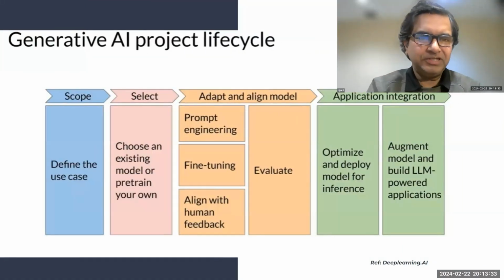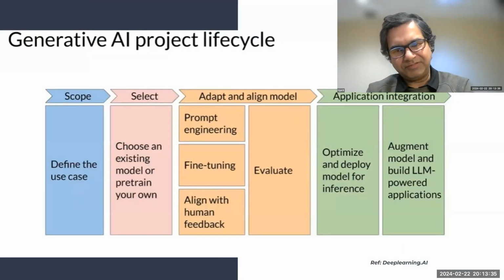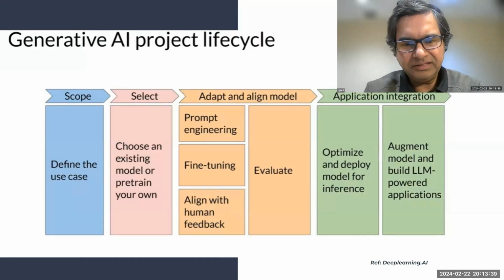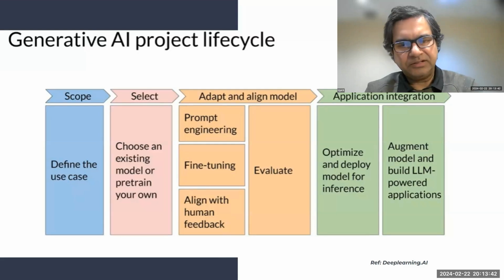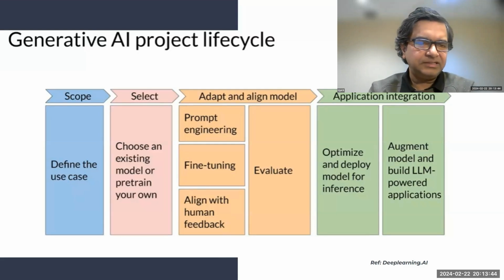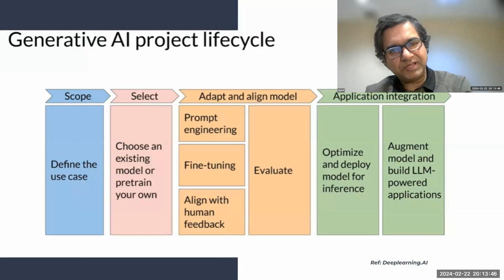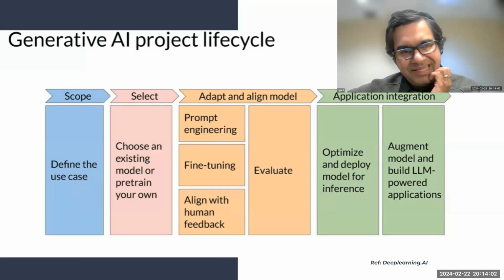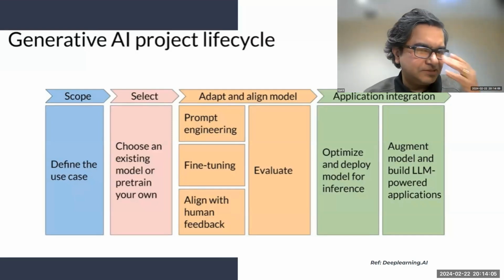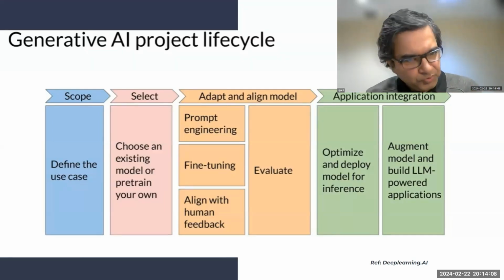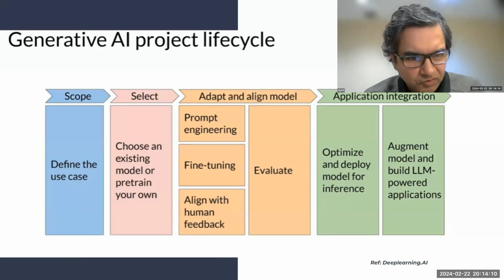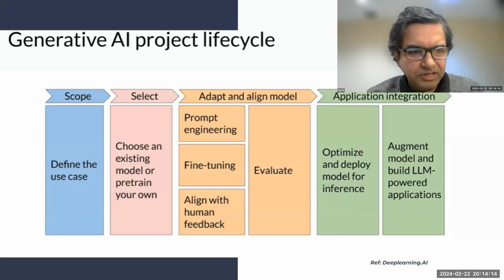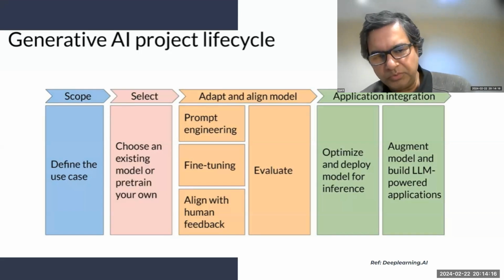So now talking about the generative AI project lifecycle. We had a couple of sessions on AI evaluation, and one of these slides talks about the project lifecycle of a generative AI use case. This is from DeepLearning.AI. In this case, what they're talking about is: let's define the use case first. What am I trying to solve for? And then choose an existing model or pre-train your own model.